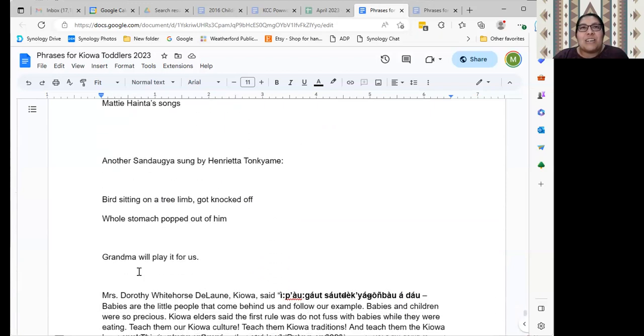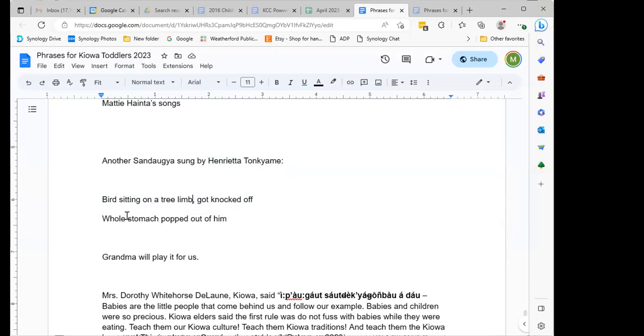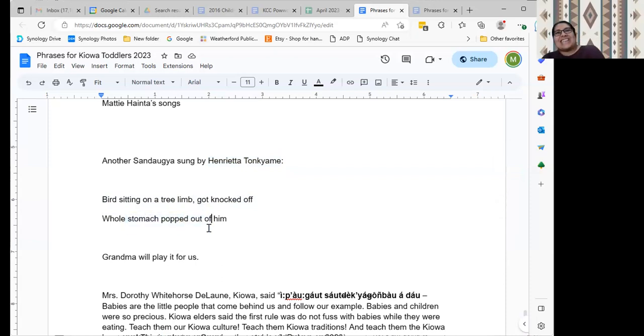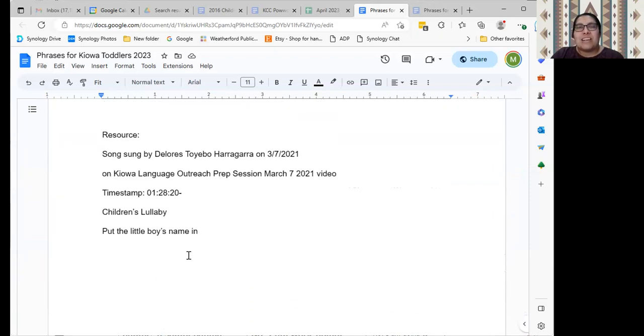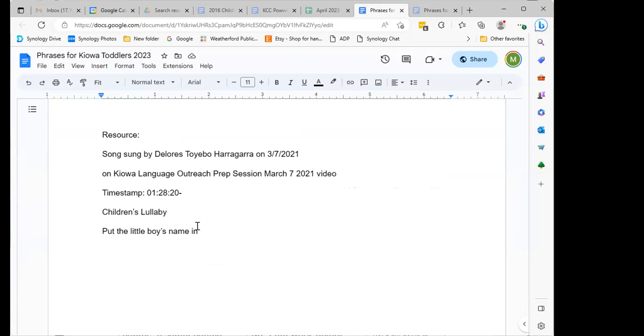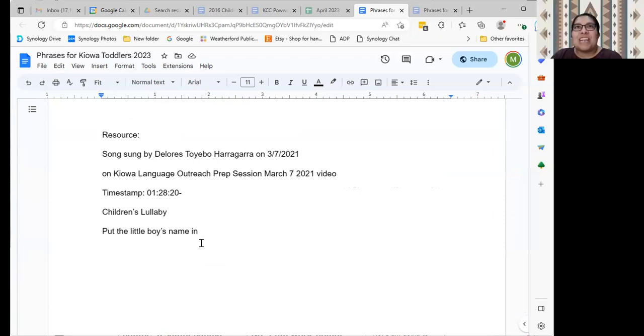That's one thing. This might be a song that you might have on Henrietta's. Grandma Dorothy was trying to come up with, what was it she said, something about a bird sitting on a tree limb and got knocked off and his stomach popped out. And I'm like, wow. So I don't know, maybe that's on that recording that you have. To me, it sounded kind of like Humpty Dumpty, but she was just remembering it.